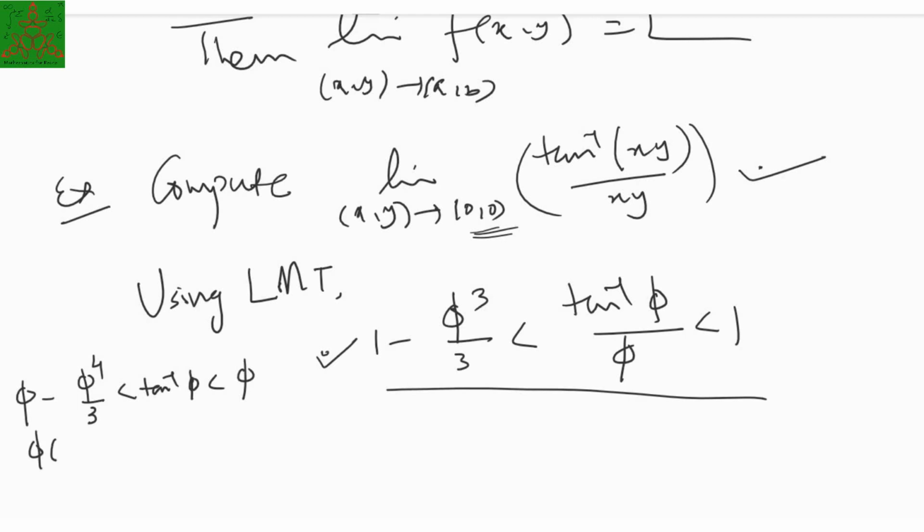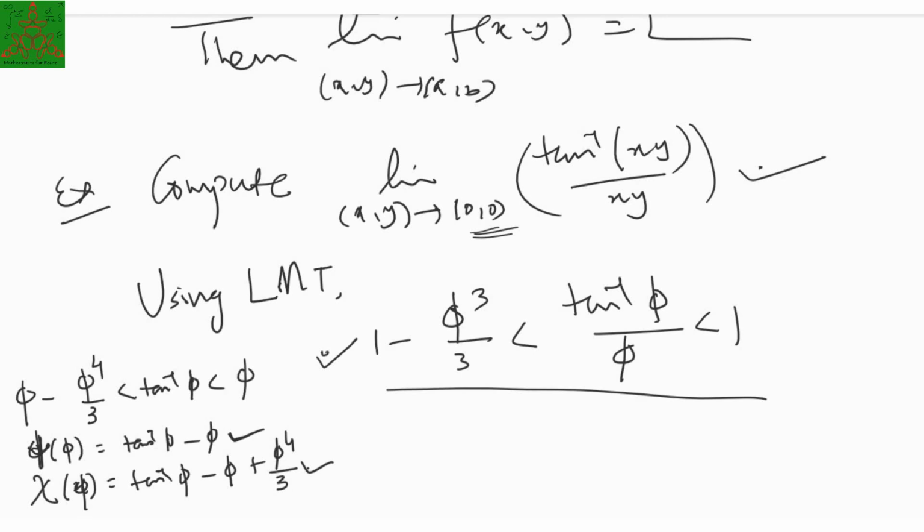The first function is psi of phi equal to tan inverse of phi minus phi, and the second function is psi of phi defined as tan inverse of phi minus phi plus phi raised to 4 by 3. You can prove that one function is decreasing and the other is increasing, and you know how to prove that, as we have done in your calculus course. Using that you can prove this inequality.